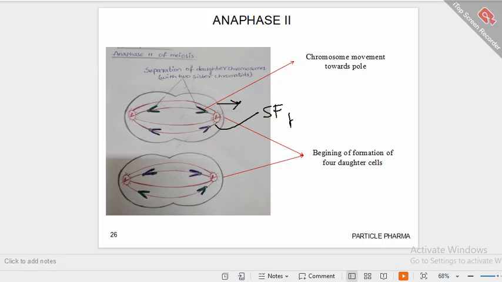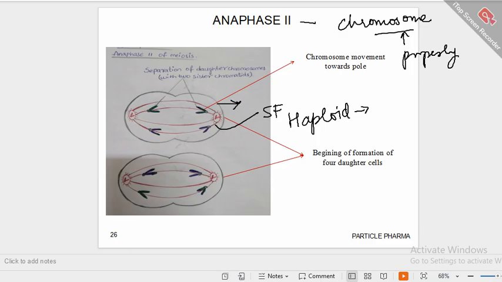And the haploid nature of the cells is maintained in this anaphase 2. Anaphase 2 will check that each daughter cell gets a complete set of chromosomes, neither extra nor less. They will also check that the cells should be free from duplication or deficiency, and there should be a proper division of genetic material. So the genetic material which is present in the chromosome form should get properly divided. That is checked in anaphase 2.